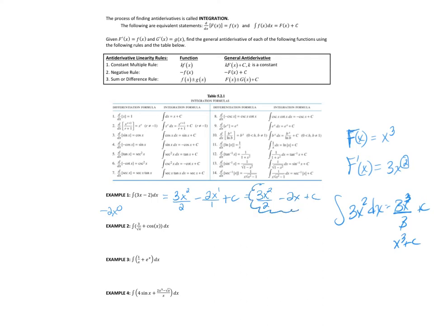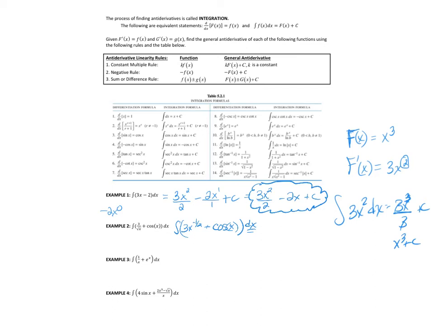And that's your answer. So as long as we can write a function as a power function, we're just going to increase the power by 1 and divide by the new power. So for something like 3 over root x, it would be most convenient for us to write this as the integral of 3 times x to the negative 1/2 plus the cosine of x dx. Now, again, you must put that dx there. An integral expression is meaningless without it.